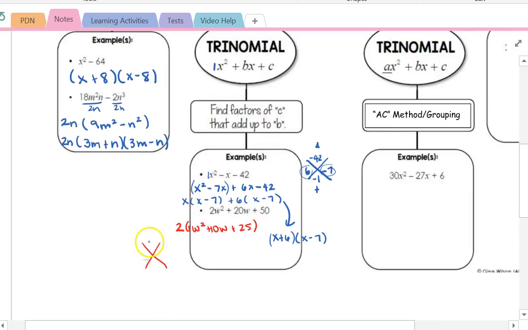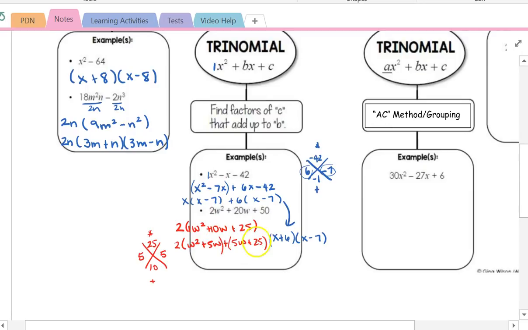I'm going to do that over here. So I get 25, and then my b value is 10. What multiplies to 25 and adds to 10? That's easy. 5 and 5. So keep your 2 out in front. I have w squared plus 5w plus 5w plus 25.